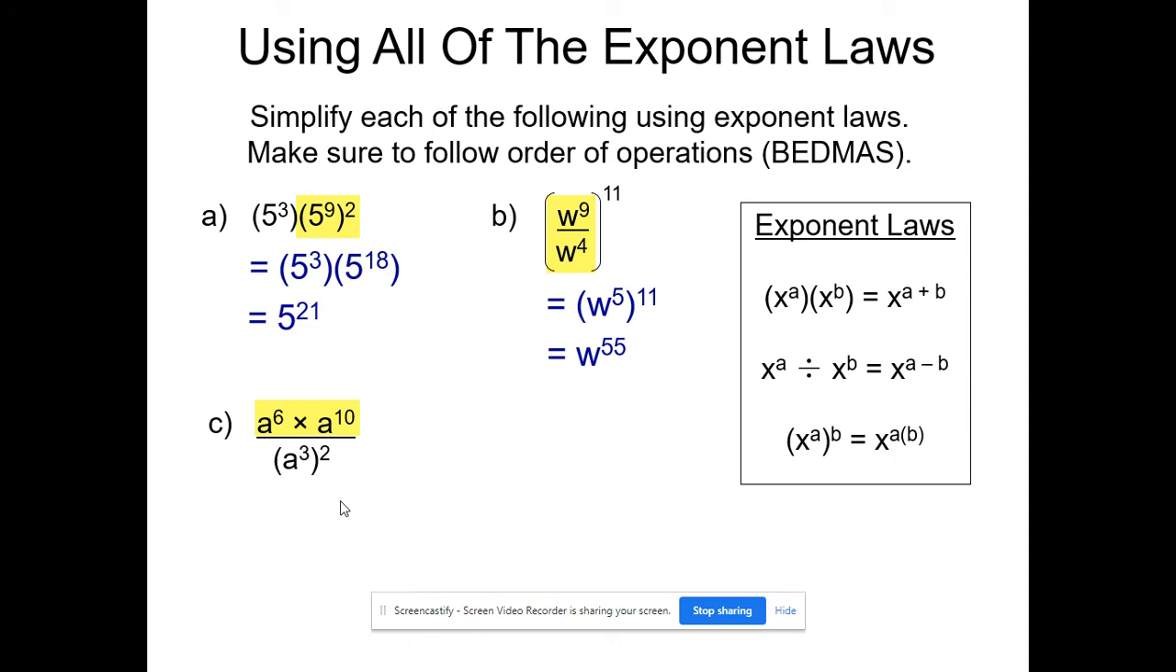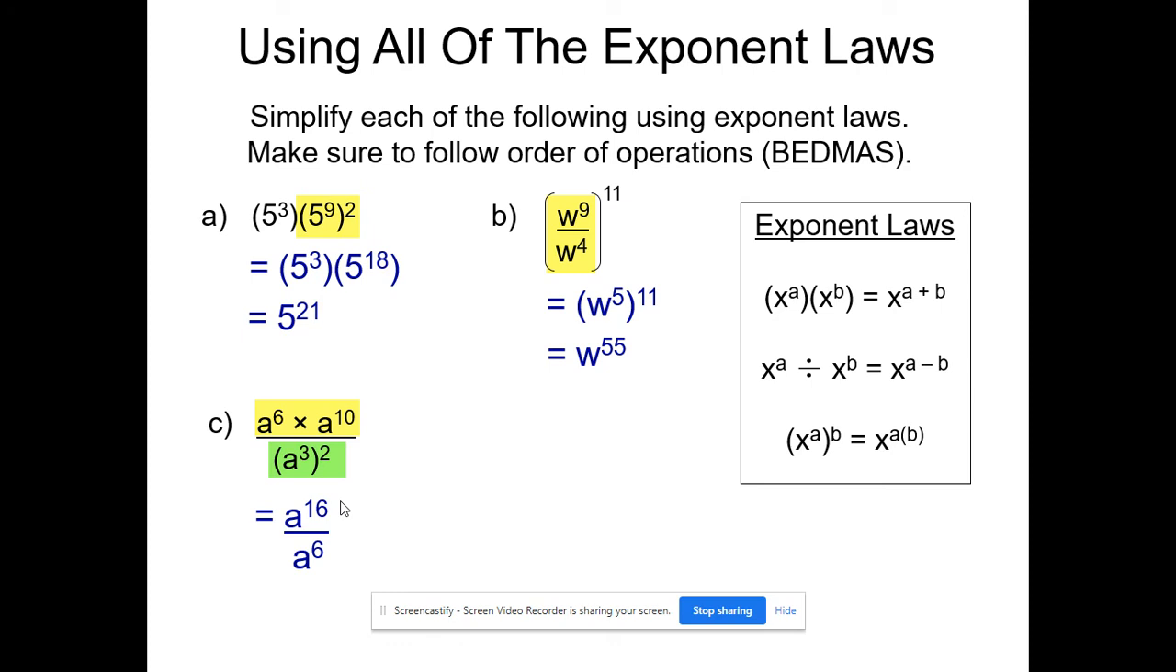So if I start with a to the 6 times a to the 10, when we multiply, same base, we add our exponents. So 6 plus 10 is a to the power of 16. On the bottom, a to the power of 3 to the power of 2, that just has one base with two exponents. So I multiply those two exponents together. 3 times 2 is 6. So I get a to the 6.